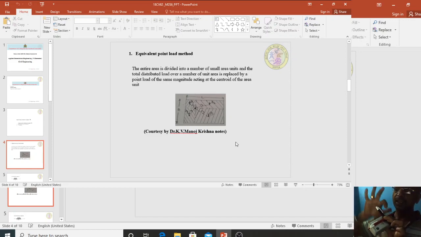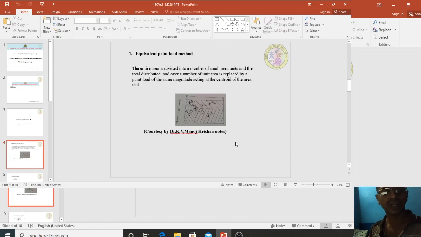For part 1, what is the load we are calculating? For part 2, part 3 and part 4, we calculate the load in the same way. What is the load from each part at this center point that we are calculating? That is called the equivalent point load method.